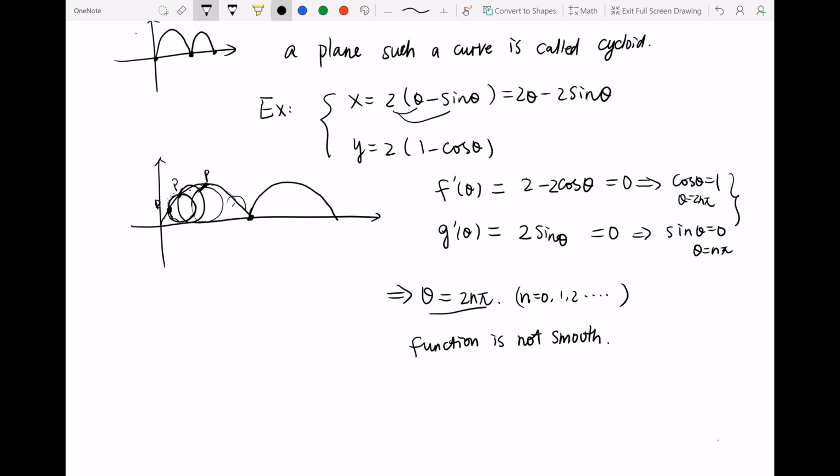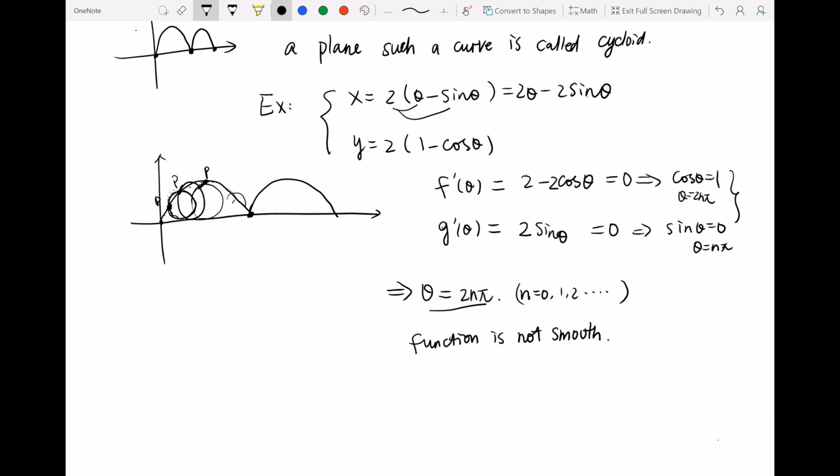When you look at this, you roll this circle, roll this ring. You can see the ring or circle. When you roll this, you're starting from here to here. You roll a whole round, a whole circumference, 360 degrees. It goes back to the original point. So at every 2 pi, you go back to the original point and you roll it over again. So that's why theta equals 2n pi is not smooth, because P is starting from here.